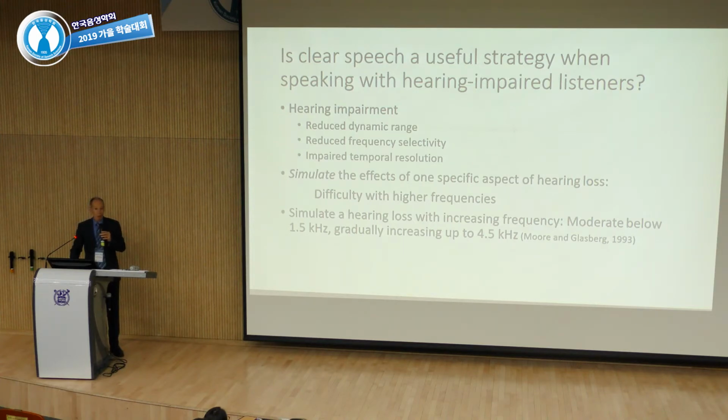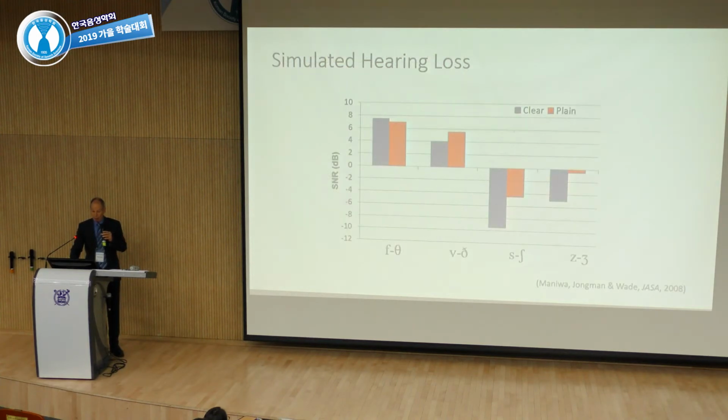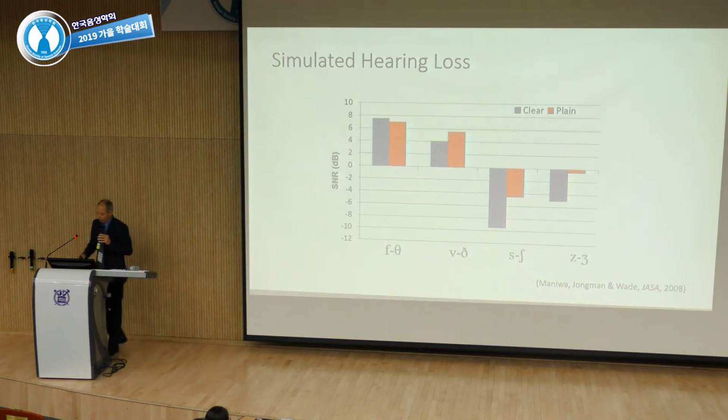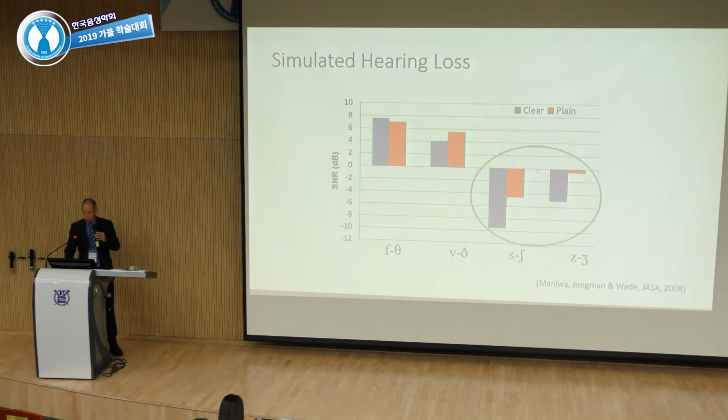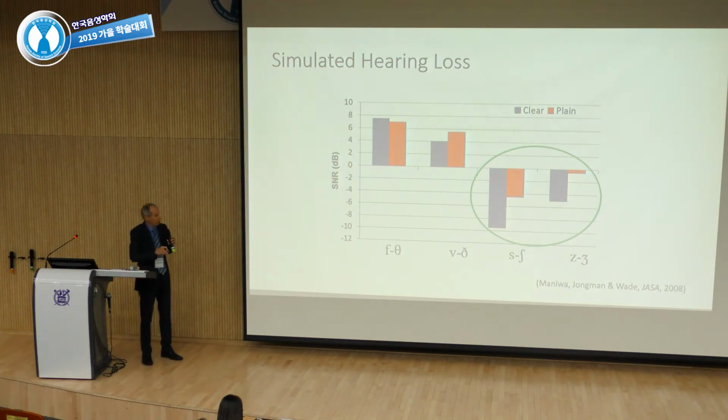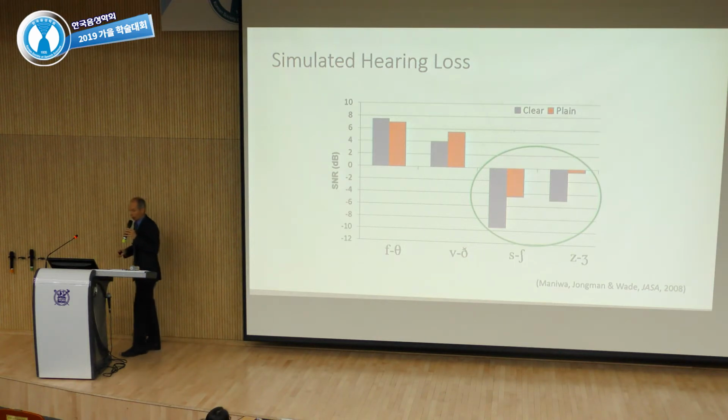So we did the same experiment, we played the stimuli, and what we find is the following. This is the data now for our simulated hearing loss listeners. And what you see is that they show an advantage for the sibilant fricatives right here. So they show a clear speech benefit for the sibilant fricatives, but they do not show a clear speech benefit at all, in fact slightly in the opposite direction, for the non-sibilant fricatives.